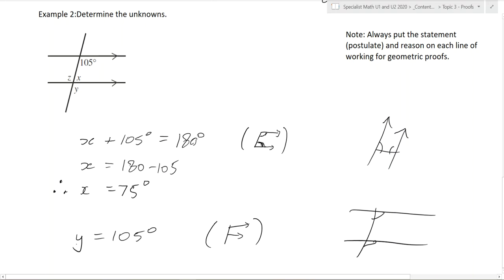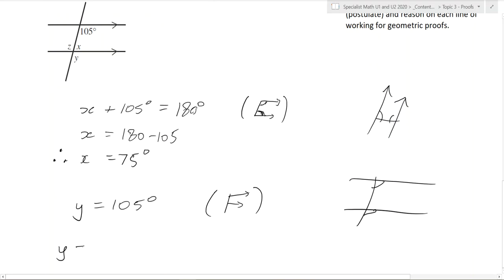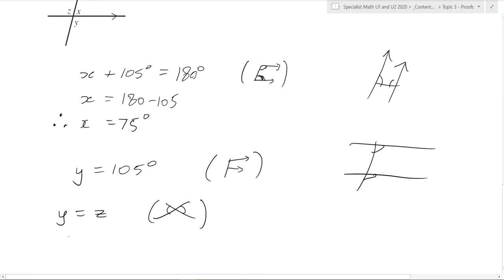So that one was very simple, it's just one line. Y equals Z because of, I call it the angry eyes rule. Therefore, Z equals 105.